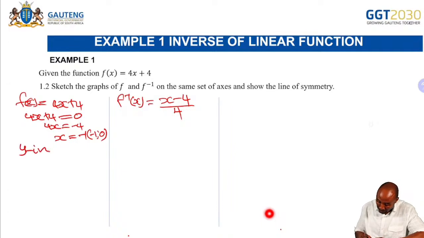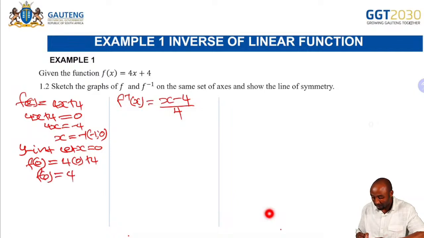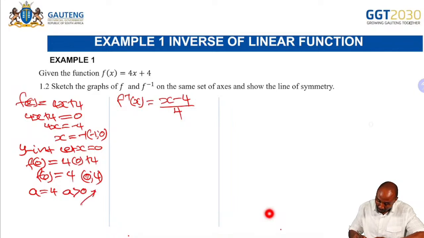Our y-intercept, we let our x be equal to 0. So we are evaluating f of 0, 4 times 0 plus 4. We know that f of 0 is equal to 4. So we have 0 and 4. If we check, our a is equal to 4, meaning our a is greater than 0. It means our function is an increasing function, because our gradient is positive.